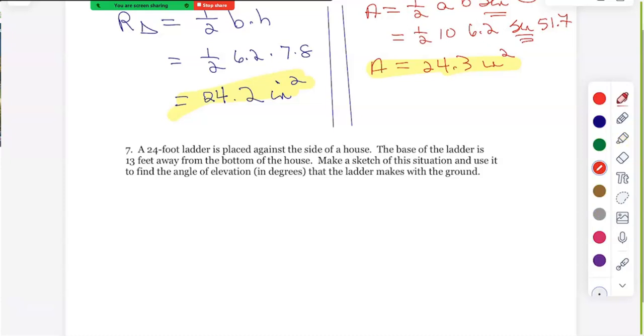Okay, next one. Here is a ladder. I'm going to try, let me not do that. Let me back out. I want to get nice lines.